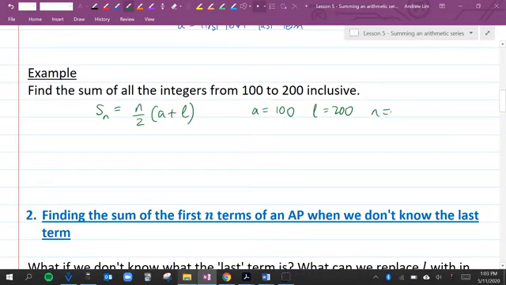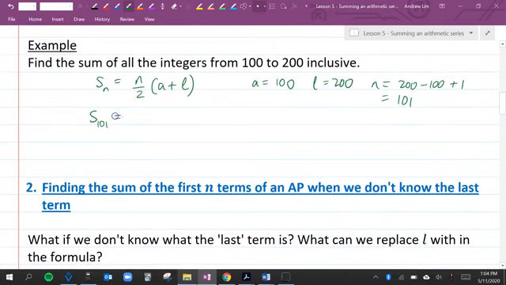But how many numbers are there from 100 to 200? It's not 100. It's actually 101. If I were to ask you, how many numbers are there from 1 to 10? It's not 9. I know you're thinking 10 minus 1 is 9. But it's actually 10 minus 1 plus 1. There's actually 10 numbers. So for this one, it's actually 200 minus 100, but we need to plus 1. That's why it's 101. So the sum of the 101 integers is 101 over 2 times (100 plus 200), which is equal to 15,150.